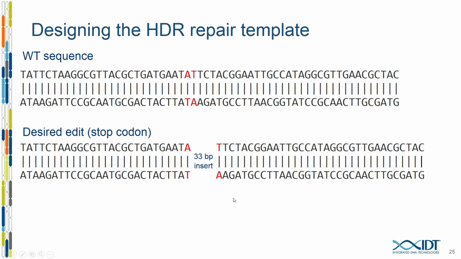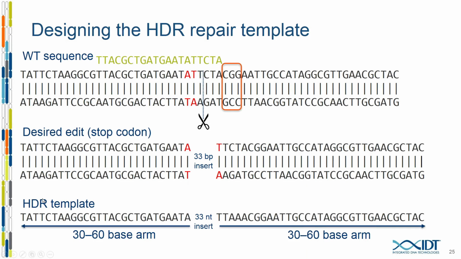To take a look at an example with a larger insert, in this case, we're looking at putting in 33 bases between the two bases in red here of the wild type sequence. So our desired edit looks like this. We're putting in 33 bases in the middle. And again, we'd find all of the PAM sequences, still choose the closest one in this example. You could always test a couple of them. And here's where we're going to cut. It's not right on top of the sequence, but that's still okay. And then our HDR template will, again, look like our finished product that we want to have. 30 to 60 bases, the 33 nucleotide insert, and then 30 to 60 bases downstream.